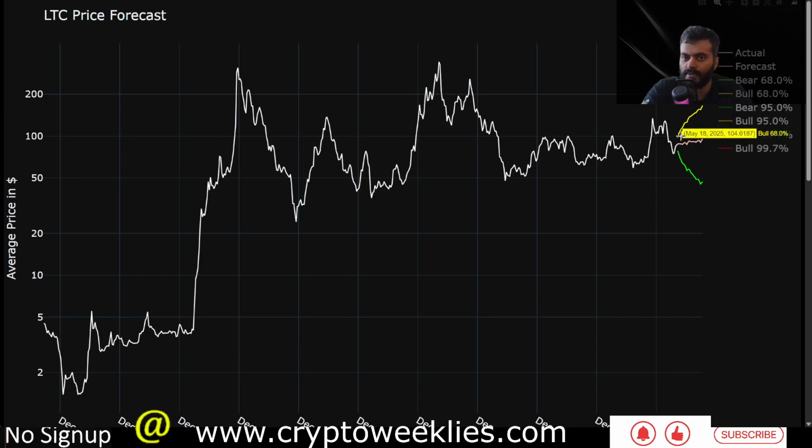The next 6 months forecasted in a bull case, a non-euphoria bull case at the 68 percentile or one standard deviation bull case, shows price action between $97 and $165. So that's the non-euphoria bull case.